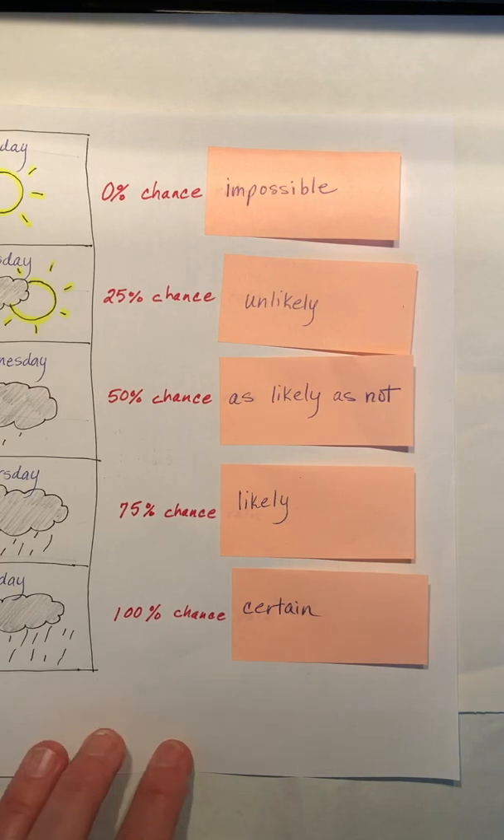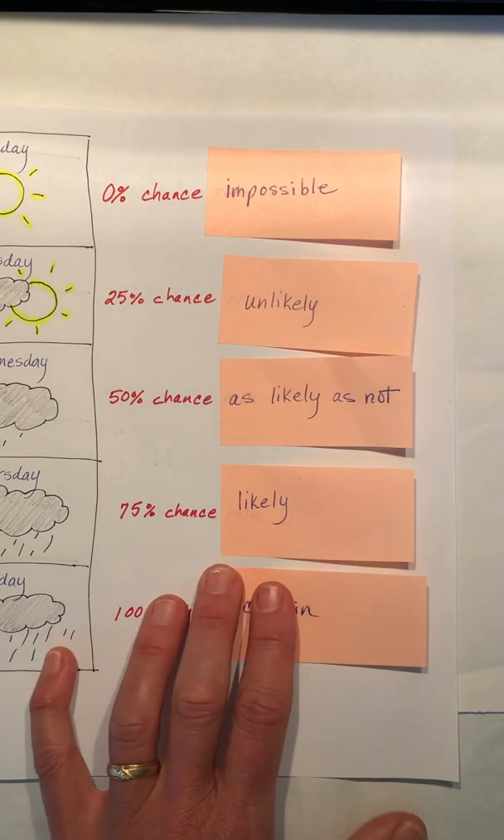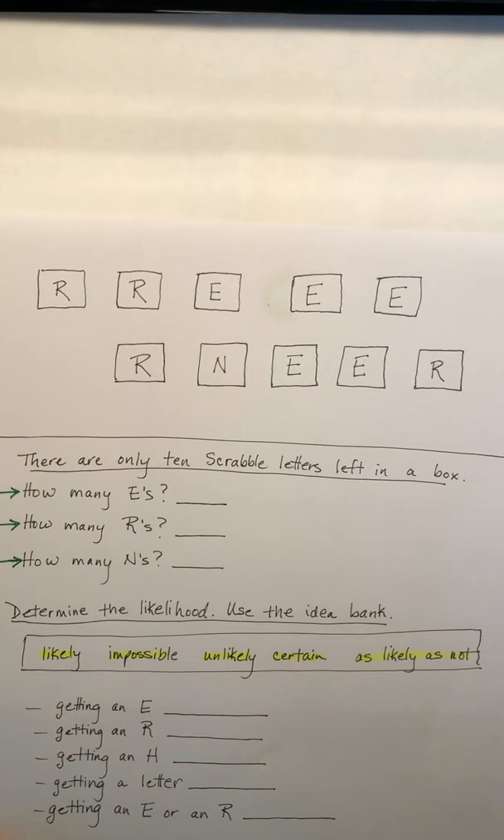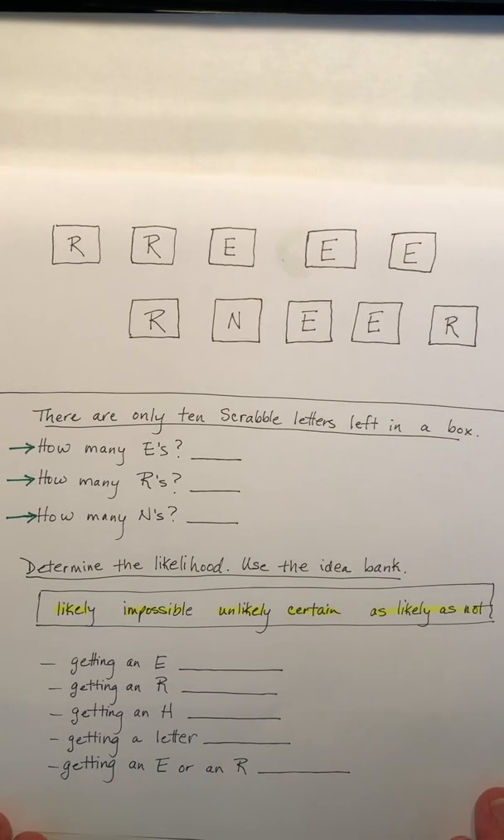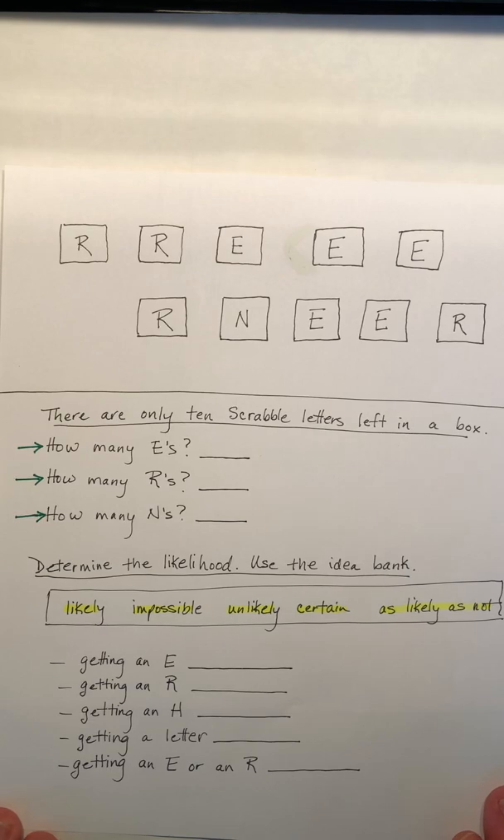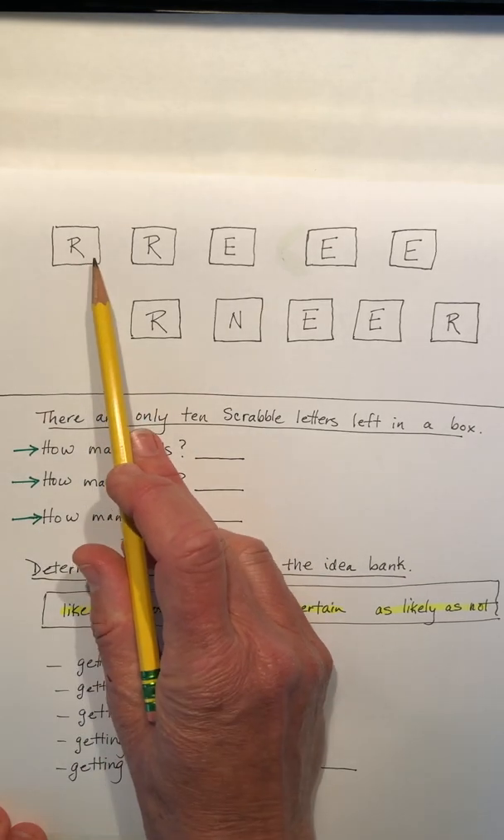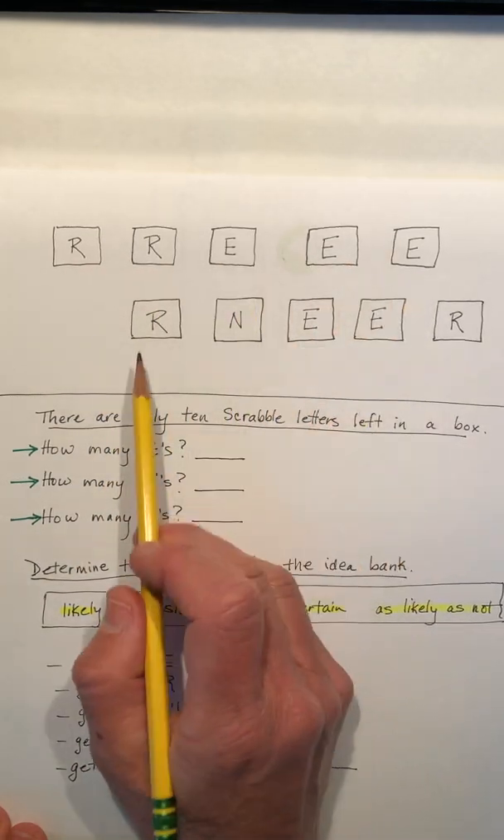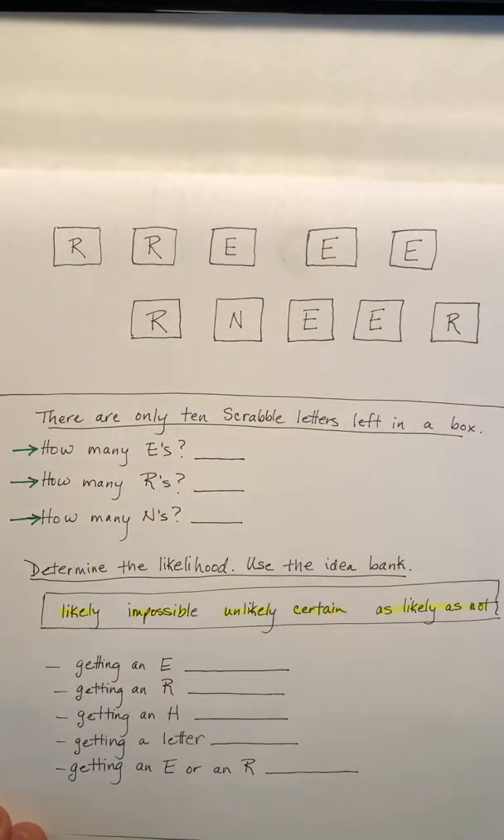So we're just going to be working with this vocabulary on your independent work today. And let me put that out for you. There are only 10 Scrabble letters left in a box. I hope I have that whole thing on the screen. I have R, R, E, E, E, R, N, E, E, R. And you don't have to draw the squares around, but you do need to write down those letters, all of them.